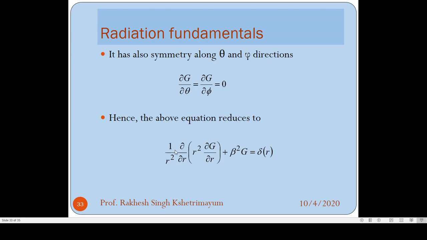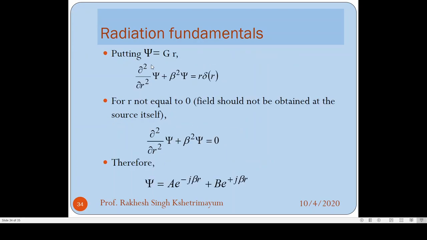But in the Laplacian expression, you have terms for the variation of g with respect to theta and phi, and here they are not varying with respect to theta and phi. Fields are radiated equally in all directions. So the dependence of the fields will be only on the r coordinate. The Laplacian simply becomes 1 by r squared d by dr of r squared dg by dr, plus beta squared g is equal to delta of r. This is the wave equation we are going to solve now.